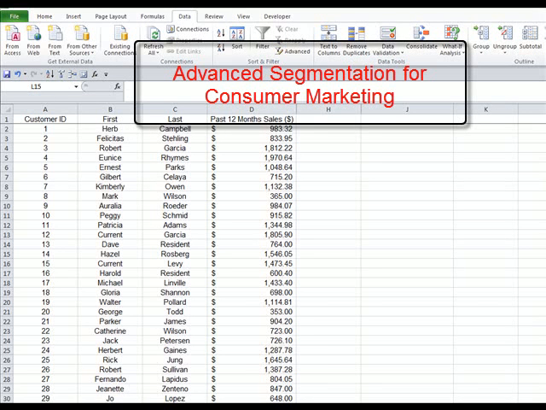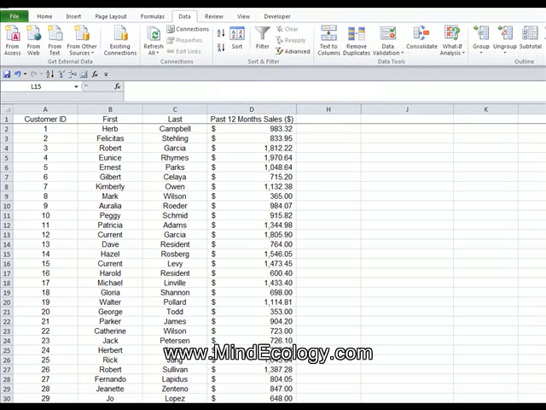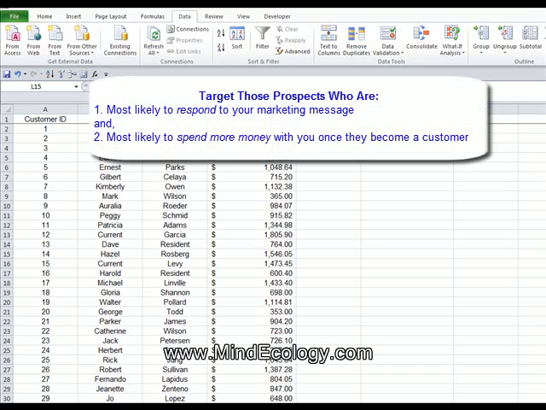Okay, let's talk a little bit about advanced segmentation for consumer marketing, meaning business to consumer, so selling to individuals or households as opposed to other businesses. What we mean by advanced segmentation is going beyond simple or traditional demographics like age and income, and using proprietary segmentation systems to help you do two things. Help you target people who are much more likely to respond to your message, and also once they become a customer of yours, are more likely to spend money as a customer.